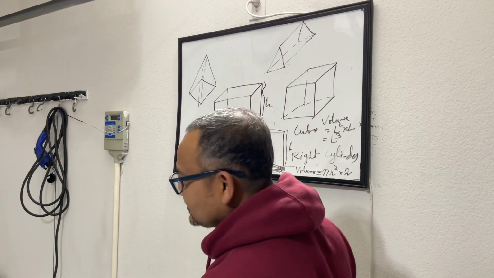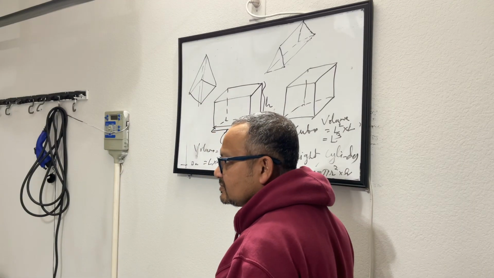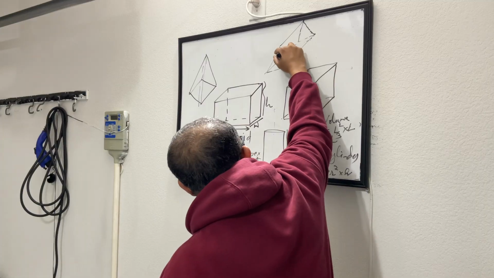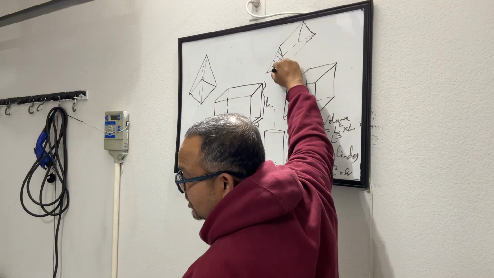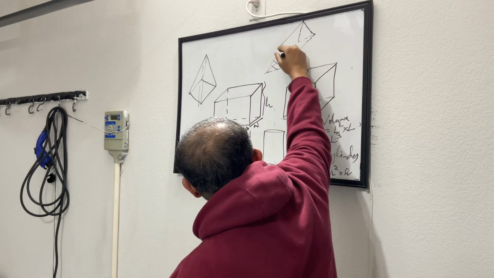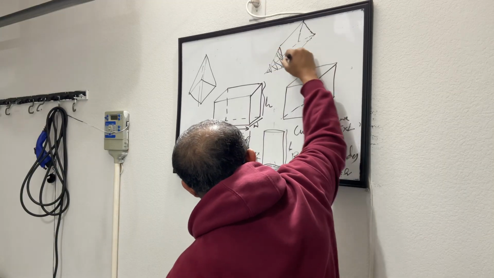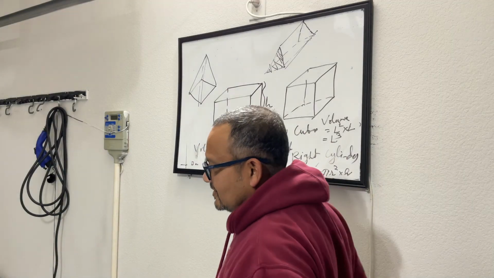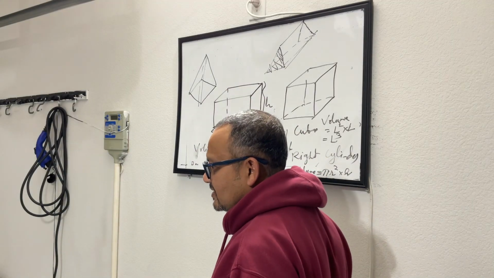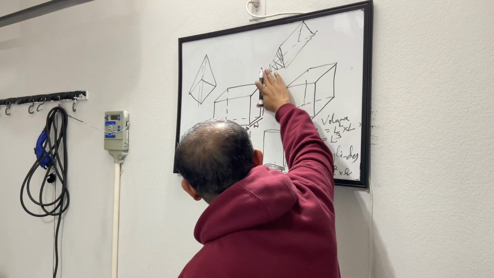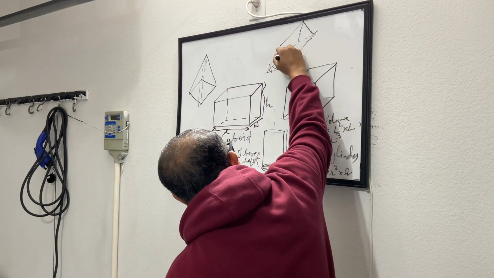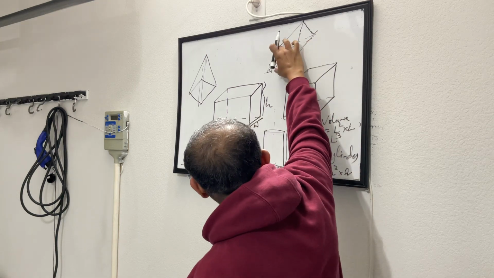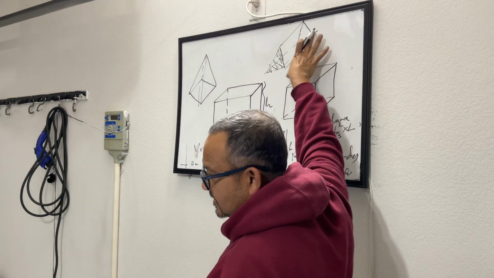Wait, what's the formula for triangular prism volume? Same thing. You'll find out the area of this triangle: half into base into height. Whatever is the area here, and then multiply that by the height. Simple. So there are two heights: one is the height of this triangle, and then the height of the prism. Just make sure we are not mixing between this height and this height.